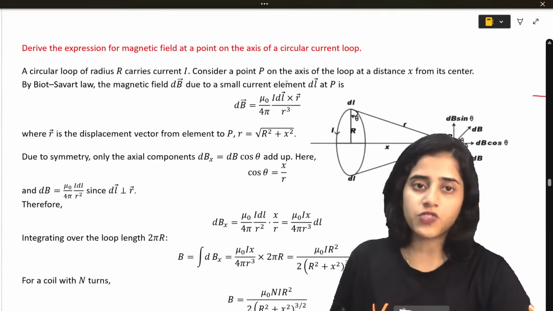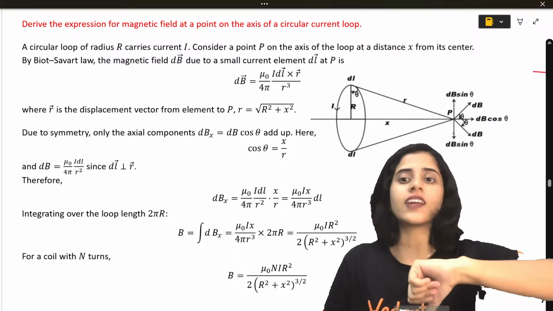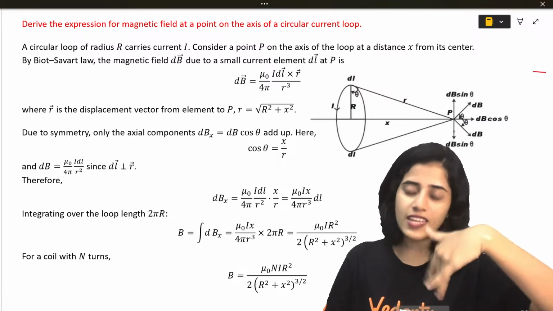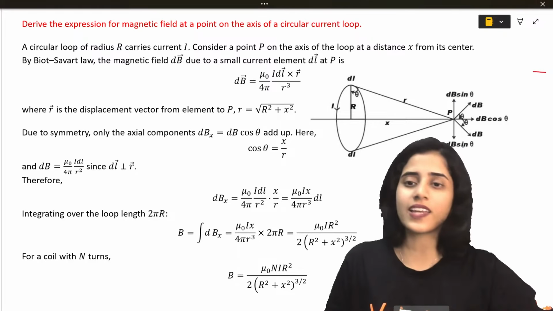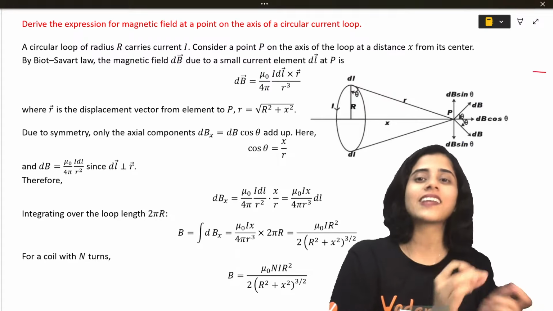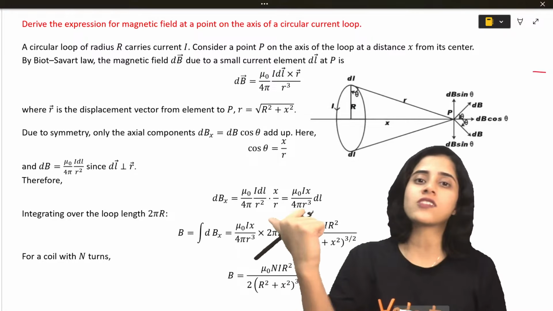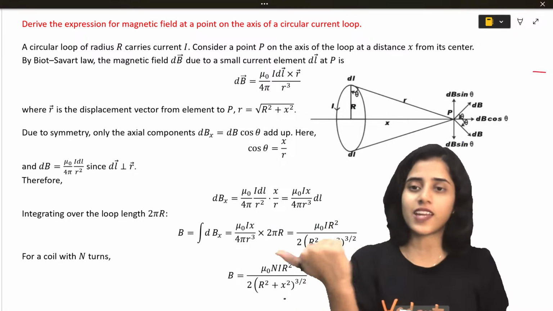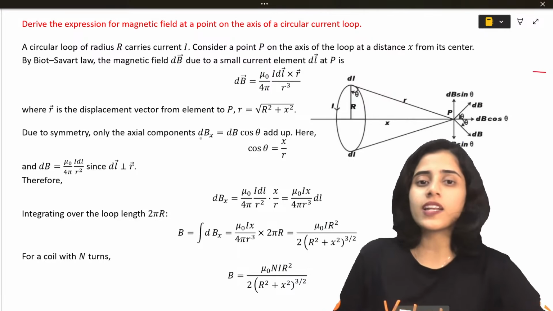So I'm going to show from this figure. You can see here, there's one dB sin theta in the up direction and one in the downward direction. Since they're equal and opposite, they will just cancel out. Both the dB sin thetas will cancel out. So because of the current carrying loop, point P will experience a magnetic field only in the cos theta direction, which is only along the x direction, because along the y it will cancel out. So it will be only in the x direction.